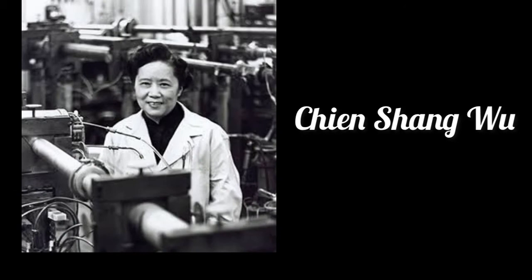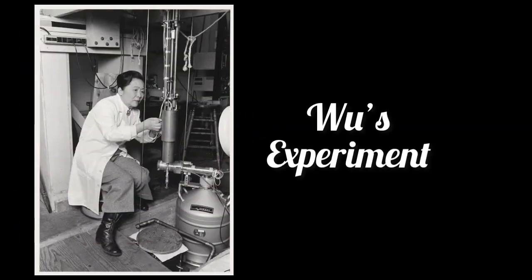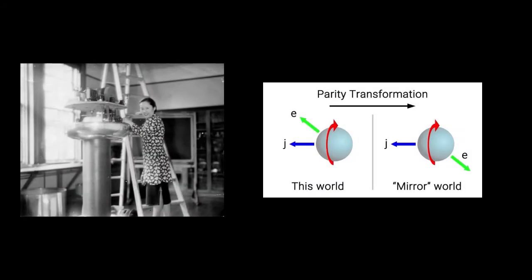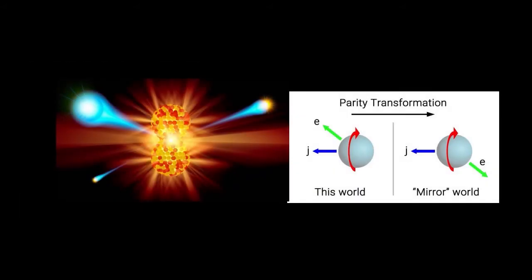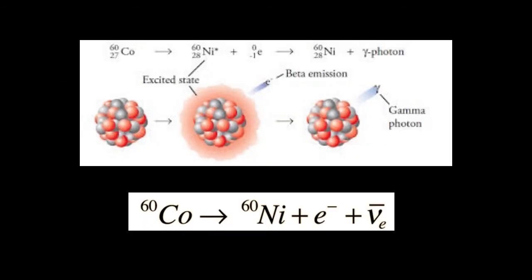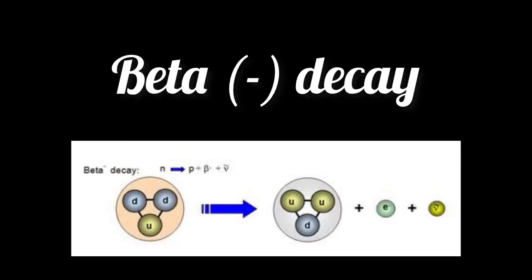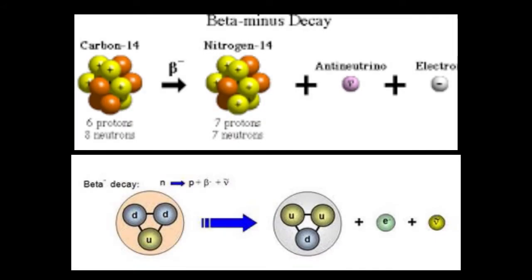Then came a Chinese physicist named Chien-Shiung Wu, who came up with her famous Wu experiment. The main aim of the Wu experiment was to check whether the weak nuclear forces obeyed parity symmetry. And the way she did this was by looking at the beta decay, which is in fact facilitated by the W bosons, in cobalt-60 atoms.